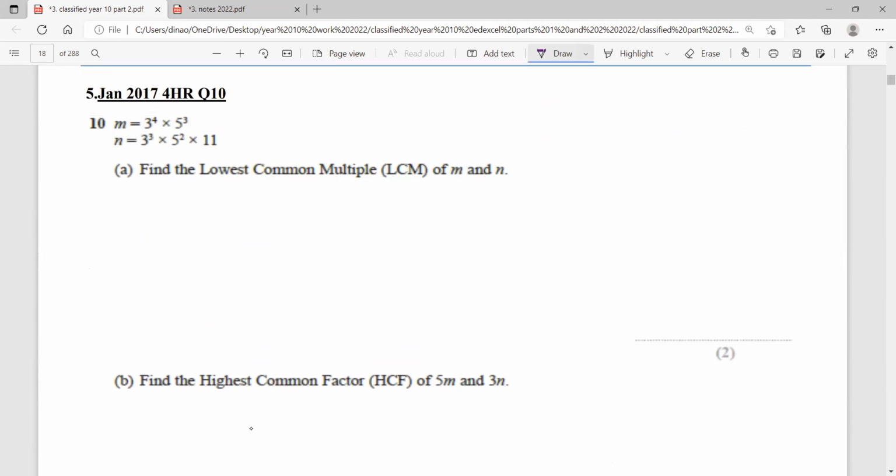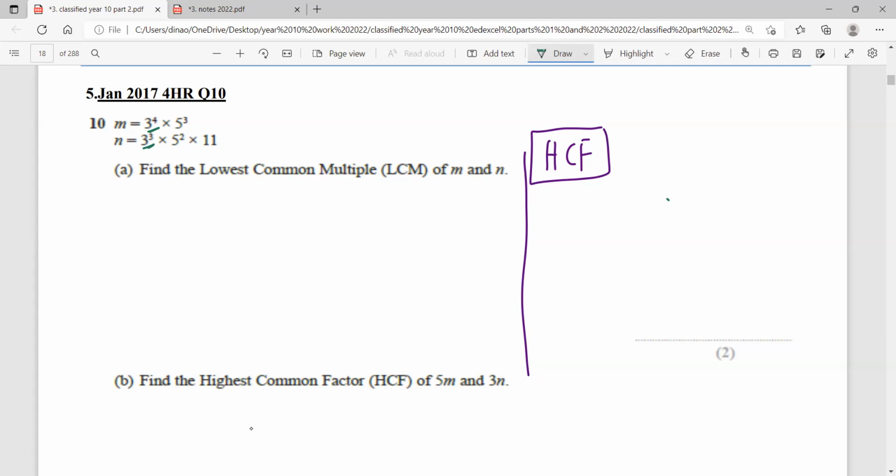This is, as you can see, Jan 17 HR question 10. He gave me 2 numbers that are factorized, and the question says find LCM. Let's add a vertical line over here and find HCF as well, just to practice it more. Now let's start with the HCF. How do I find HCF? As we said, first you look for the common items. Now, as you can see, the 3 is common in the M and in the N.